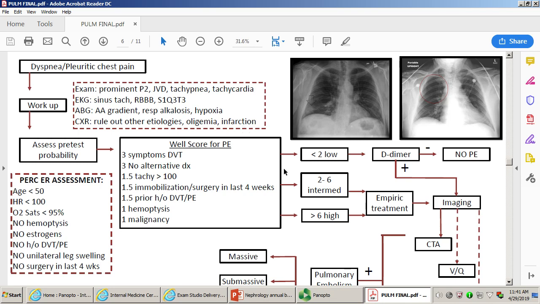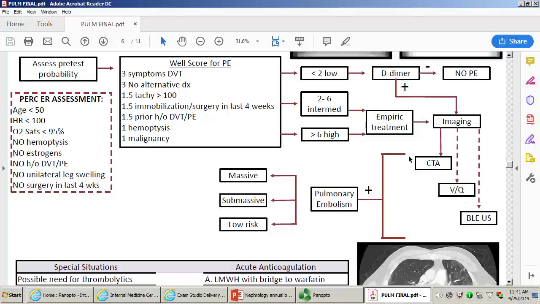So if somebody has a low pretest probability, your next step is going to be a D-dimer, and if that's negative, you're done, right? If somebody has intermediate to high risk, you have really high clinical suspicion, so your first step is going to be to start treating them, right? That way they're not coding in the CT scanner or anything like that. And then imaging. The preferred imaging choice is going to be your CTA.